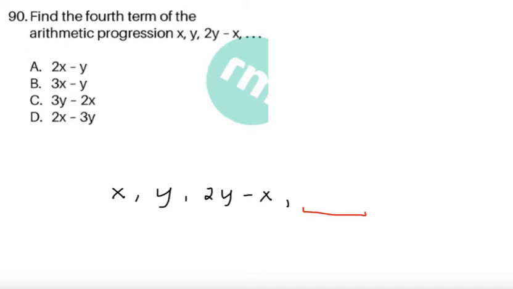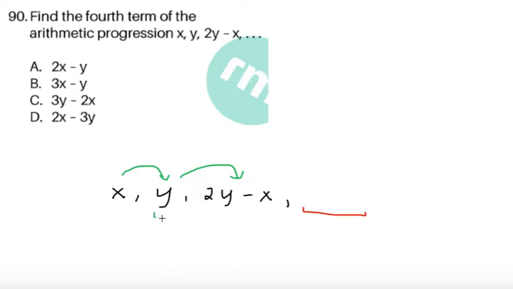Next, find the fourth term of the arithmetic progression, x, y, 2y minus x, and so on. Well, we're already given that this is an arithmetic progression. So we know that there is a certain term that we add to the previous term to get the next term. Now we can try to see what's the difference between x and y. So what do I add to x to get y?